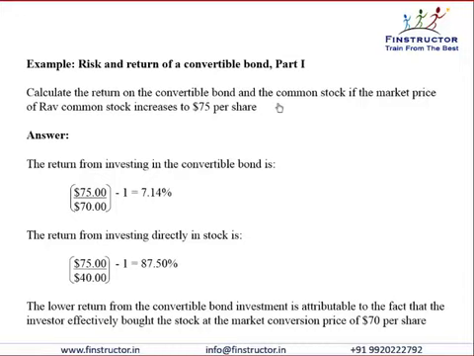Calculate the return on the convertible bond and the common stock if the market price of RAV common stock increases to $75 per share, from the current $40. Compute the return on the convertible bond and the common stock if immediately the value goes up to 75. Then the return from investing in the convertible bond would be 75 upon 70 minus 1, that is 7.14%, and the return from investing in the stock directly would be 87.5%.